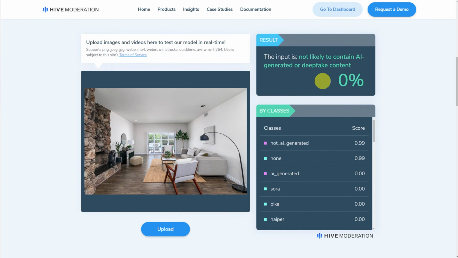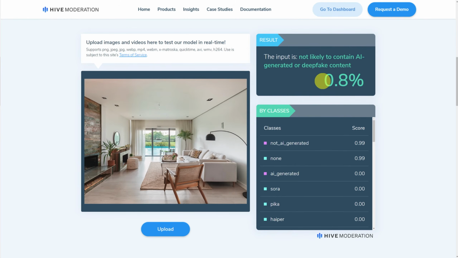Yes, this is real. But what about the structure reference AI image? Well, it detected that it probably has some type of AI in it. It wasn't non-zero, and it's a little bit higher than when we were looking at that house that I put on the empty lot, but still it's very close.